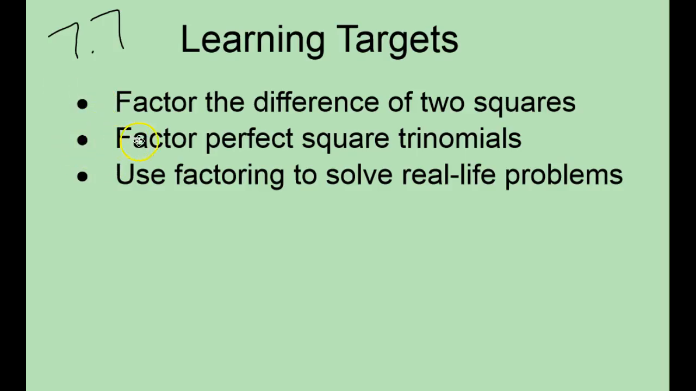Our second learning target was factoring perfect square trinomials. We did this several times in the last several sections, but we were going the other direction. We were expanding, so now we're factoring and going the other way. And then we can use factoring to solve real-life problems. We're going to be doing this one often, so we want to look for these different patterns when we have those real-life word problems. So now that we've looked through some examples, go ahead and start working on the homework for 7.7.